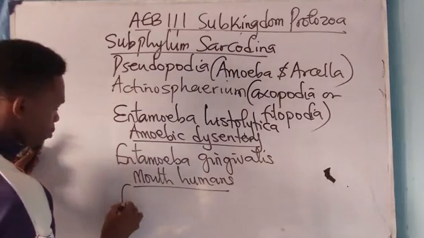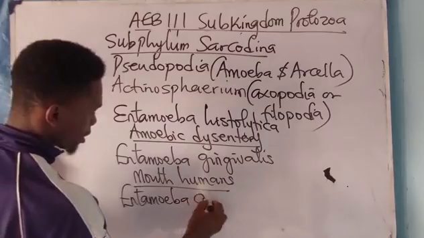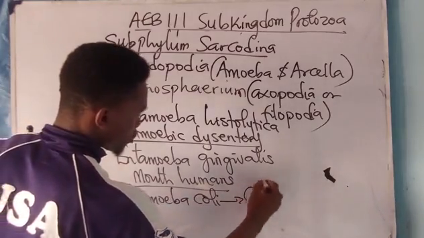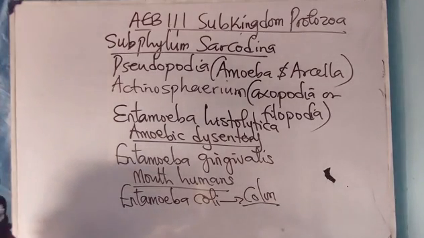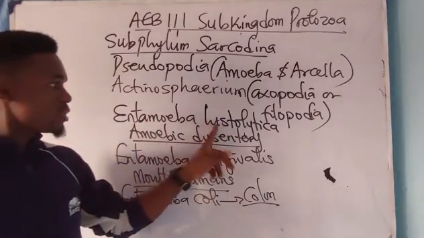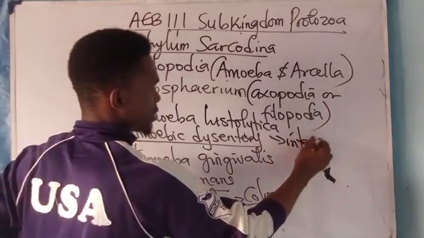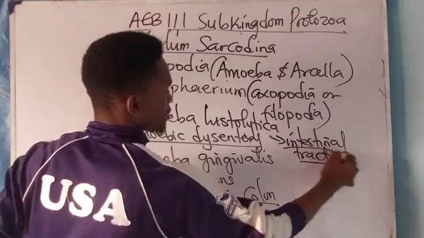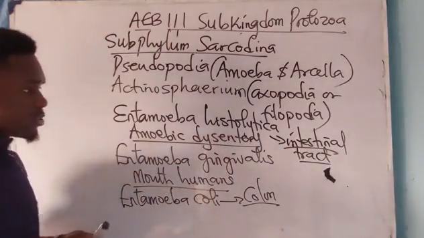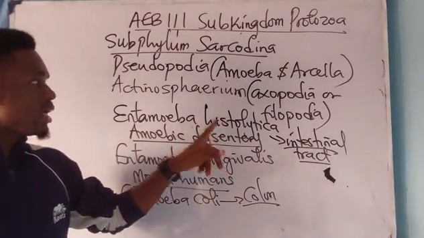You now also have the third one, which is Entamoeba coli. Entamoeba coli is found in the colon, the large intestine. Entamoeba histolytica is also found in the intestinal tract of animals. That's why it is able to cause amoebic dysentery.